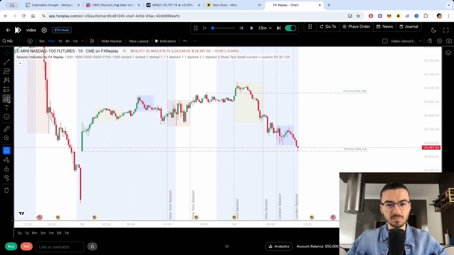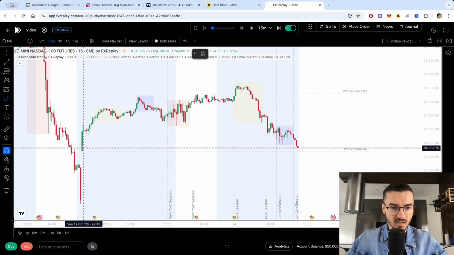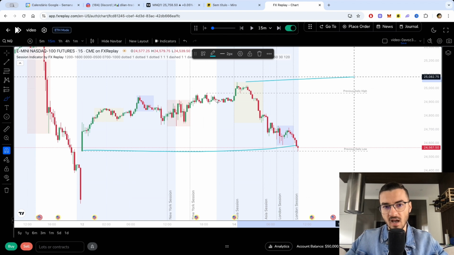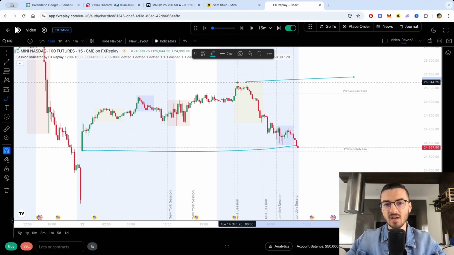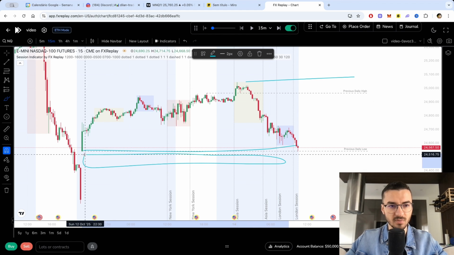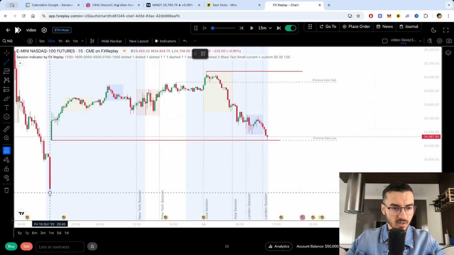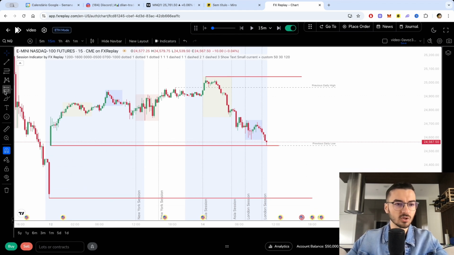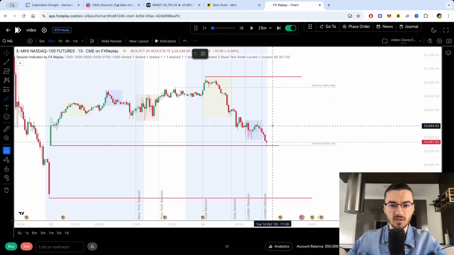So you've got the FX replay tool right here. What we can see is that the previous daily low is right here, previous daily high is right here, but I would consider the high right here as the Asia session, and we have a huge gap right here to be filled. You can also go as far as marking out this liquidity right here as well. So now we've got our two liquidities or even more already drawn.